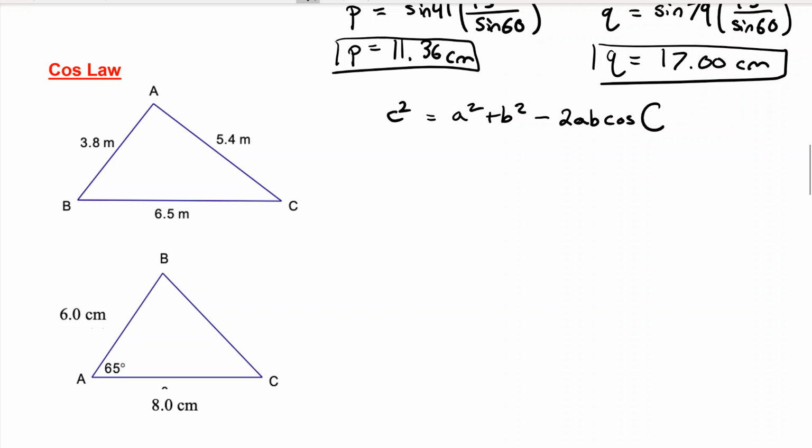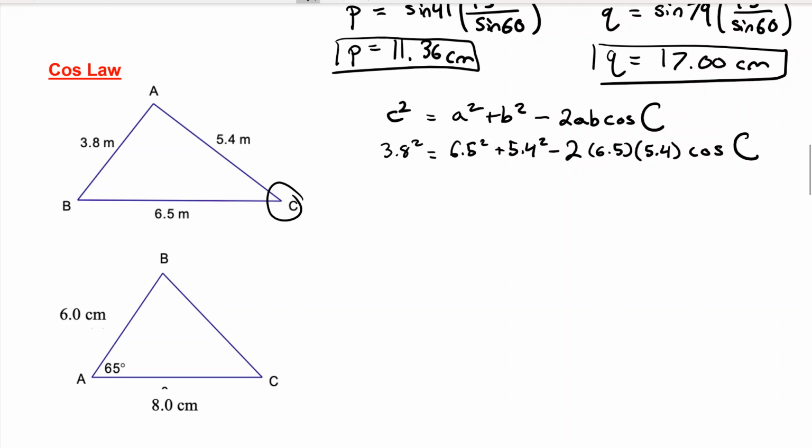So let's look at this triangle, ABC triangle. I am given all of the sides, but no angles. So since I don't have an opposite angle side pair, that means I have to use cos law. So let's start plugging it in. Let's find this angle C over here. So C squared is 3.8 squared. A squared is 6.5 squared. B squared is 5.4 squared. And I'm subtracting from it 6.5 times 2 times 5.4. And all of that is going to equal the cos of C.